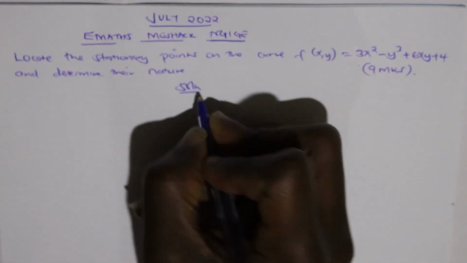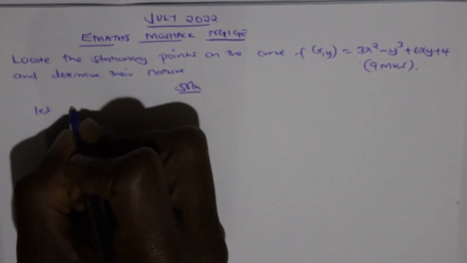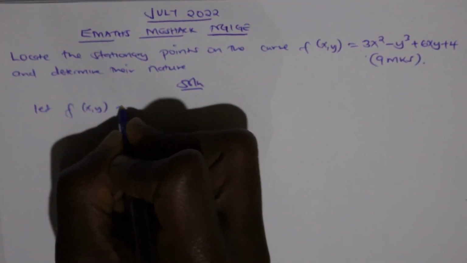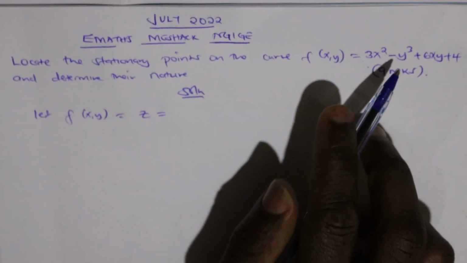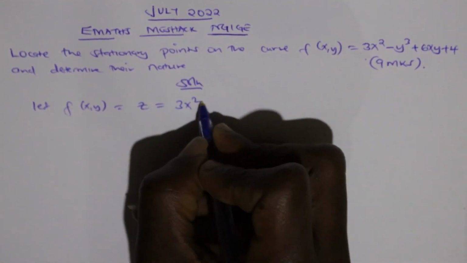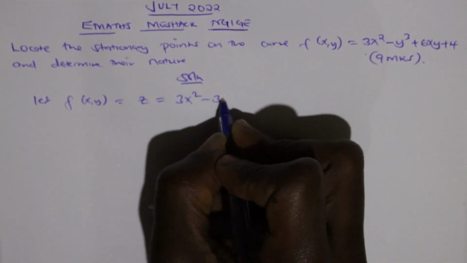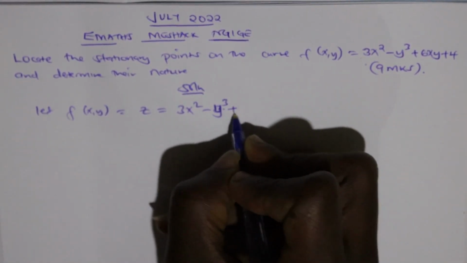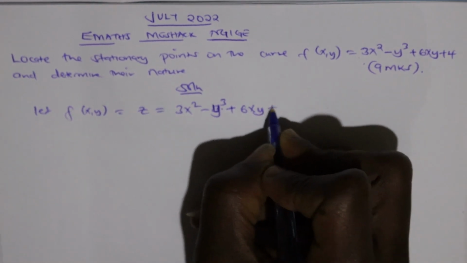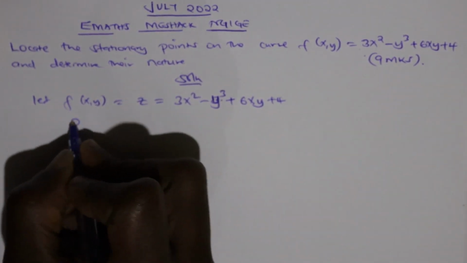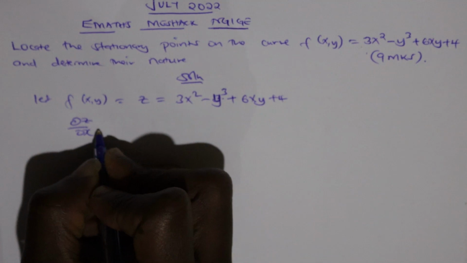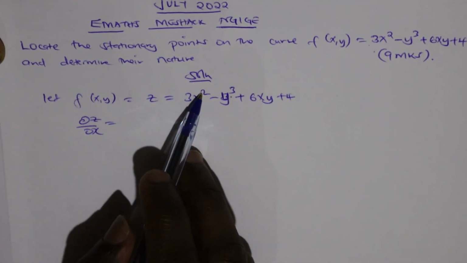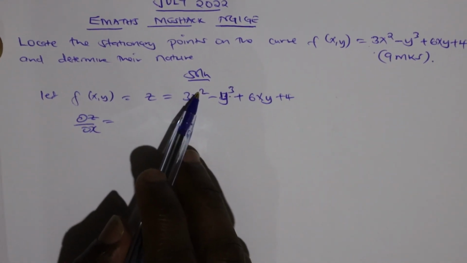So solution. Again, we shall let our f(x, y) be given in terms of z, which is now this function: 3x squared minus y cubed, sorry for that, plus 6xy plus 4. So we get our dz/dx.